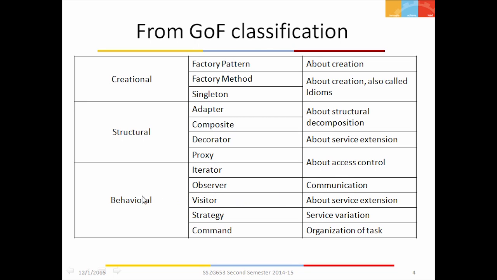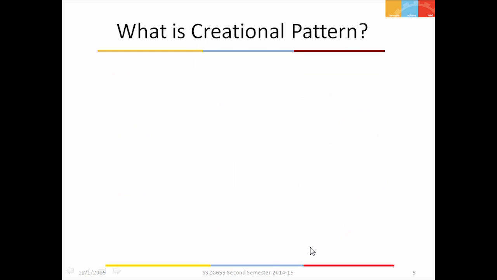Observer pattern is a behavioral pattern. The purpose is communication. Visitor is, again, about service extension. So the decorator is service extension, as well as visitor is also about service extension, but one is structural and another is behavioral. Strategy pattern is about different variations of a given service, and command pattern is organization of work or organization of tasks.